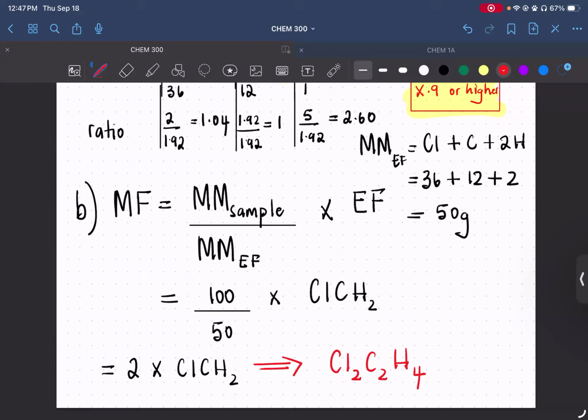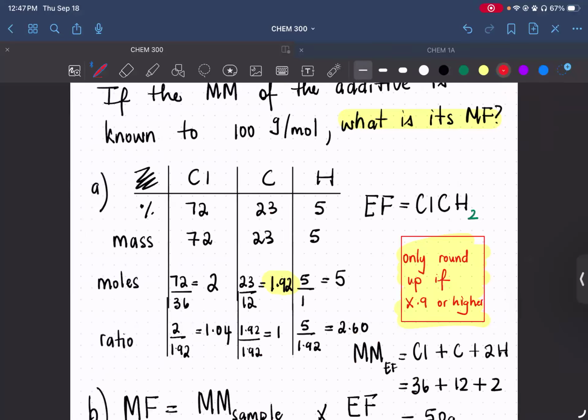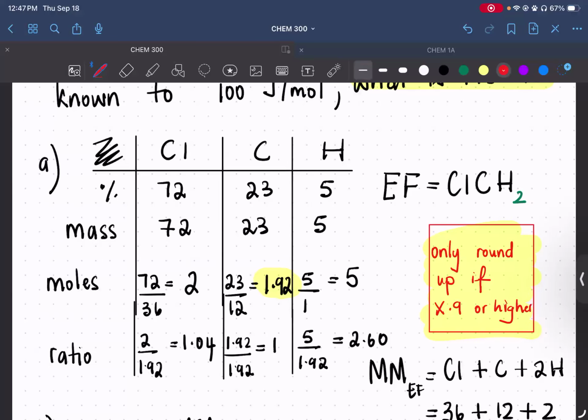The molecular formula is the exact whole number ratio: Cl2, C2, H4. The empirical formula is the simplest whole number ratio. For every 1 chlorine, there is 1 carbon, there are 2 hydrogens. Does anyone have any questions?